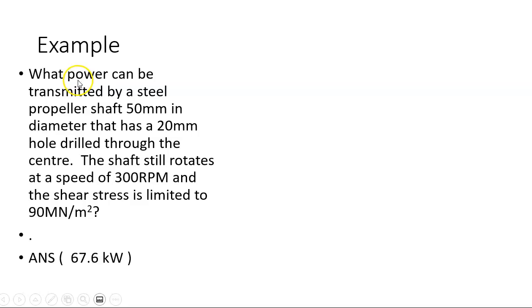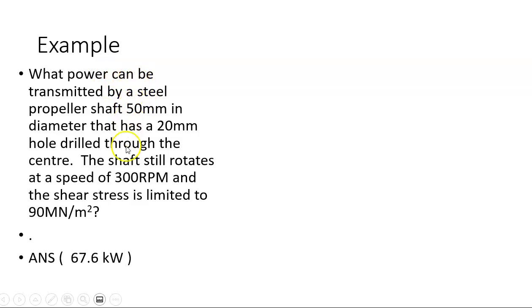So in this question we're asked what power can be transmitted by a steel propeller shaft 50 millimeters in diameter that has a 20 millimeter hole drilled through the center. So this is the difference between example 3 and example 2, the last example. The shaft still rotates at a speed of 300 RPM and the shear stress is limited to 90 meganewtons per meter squared.